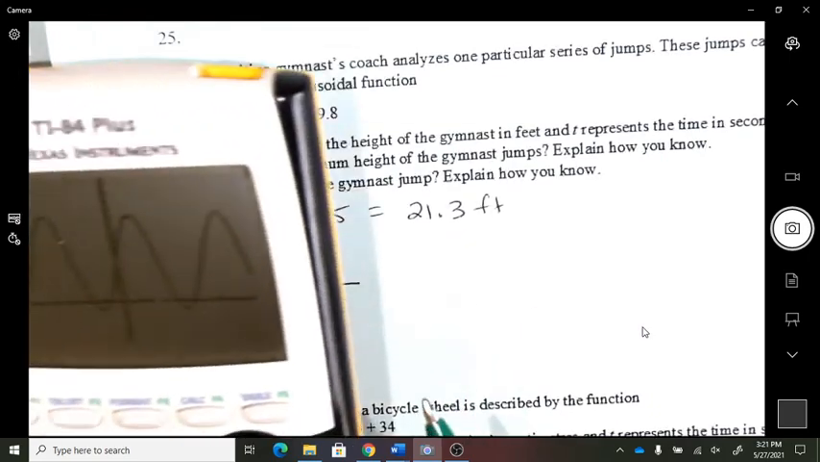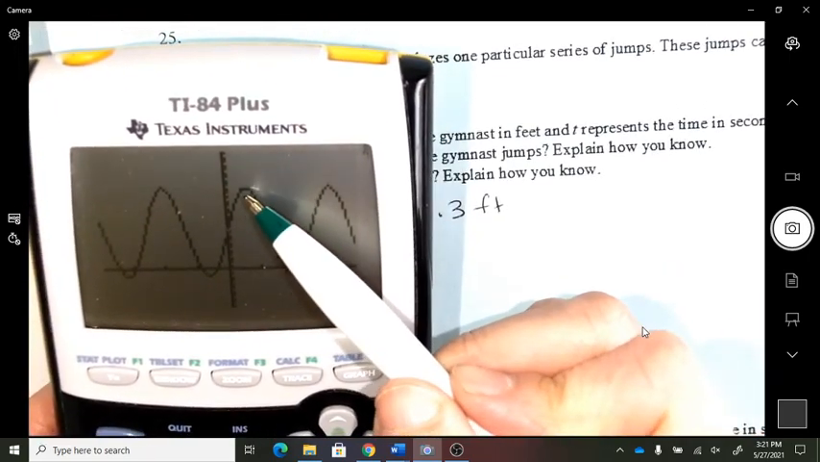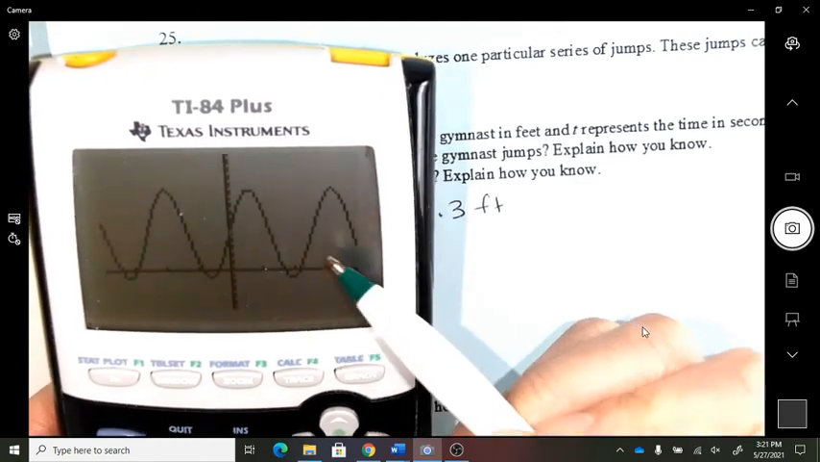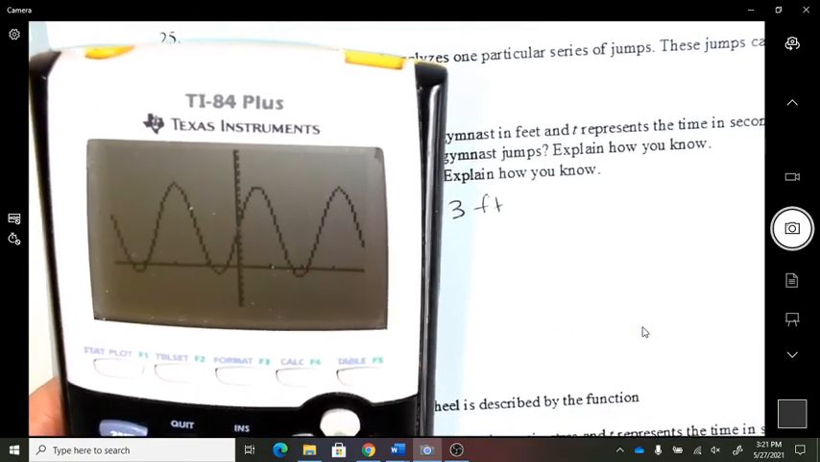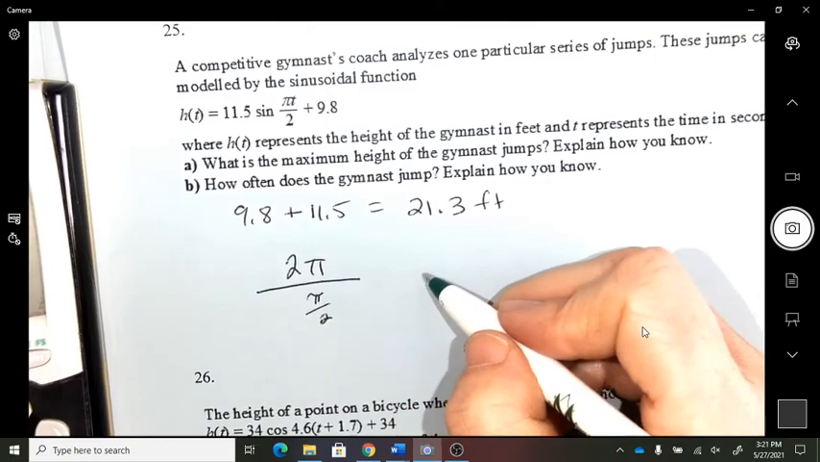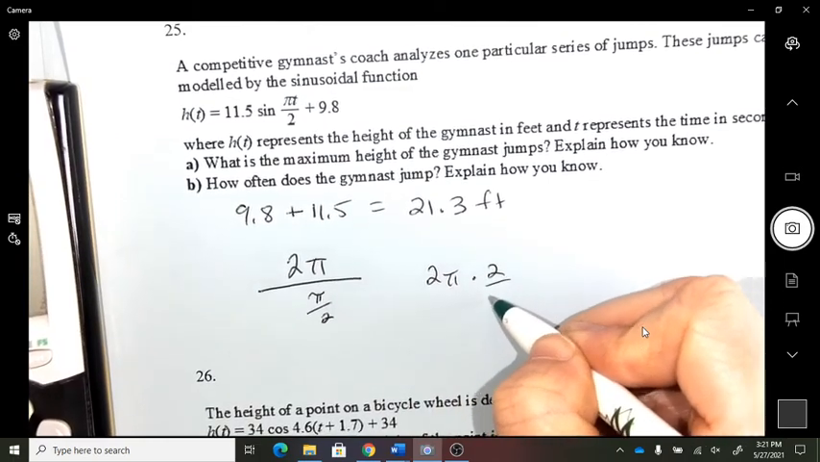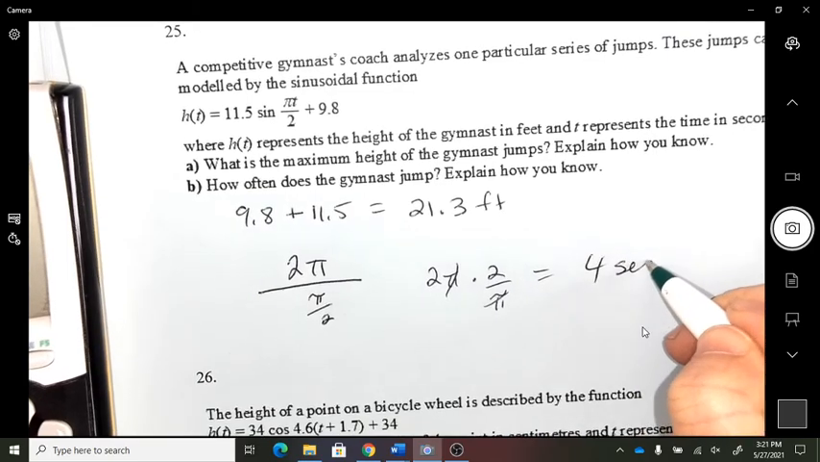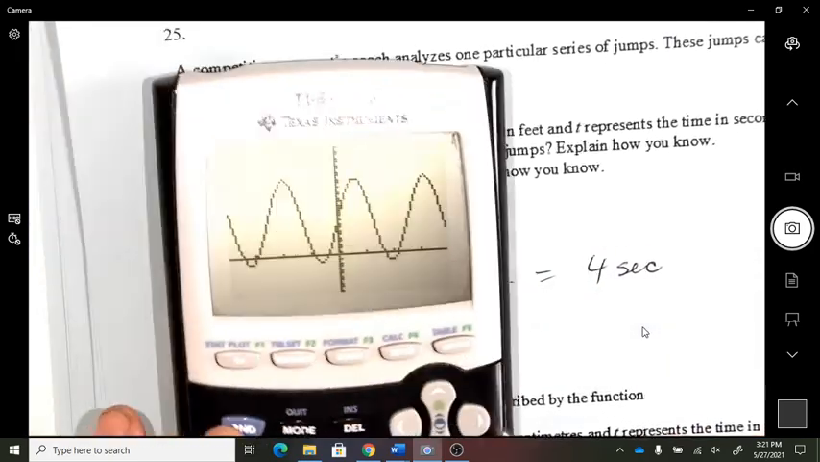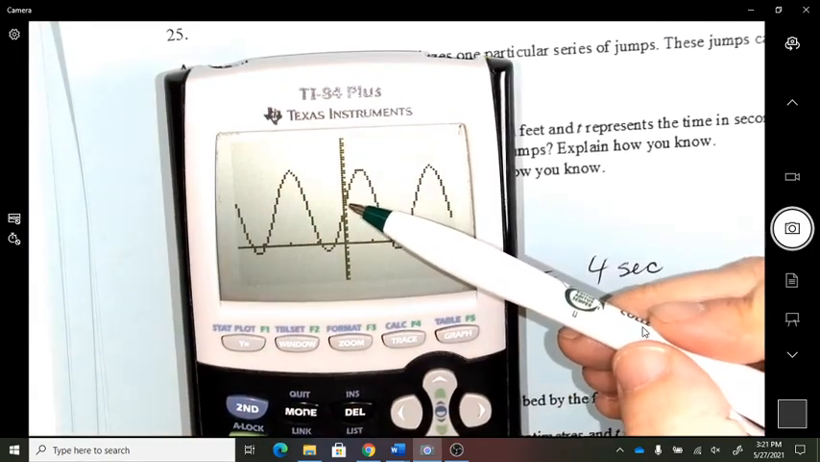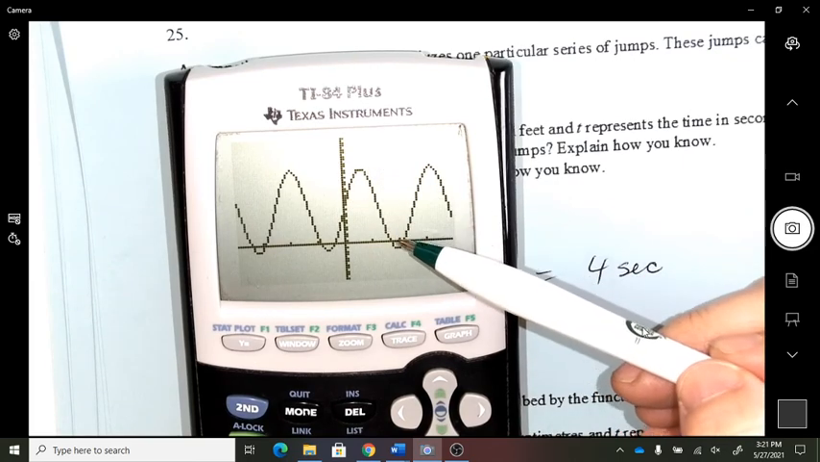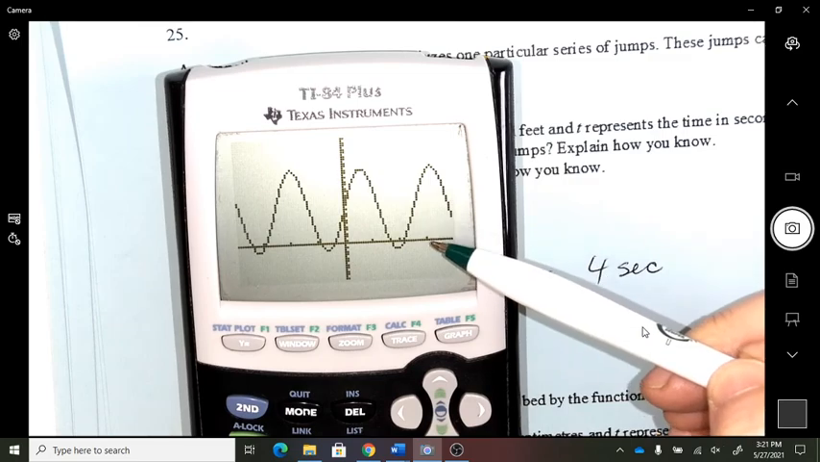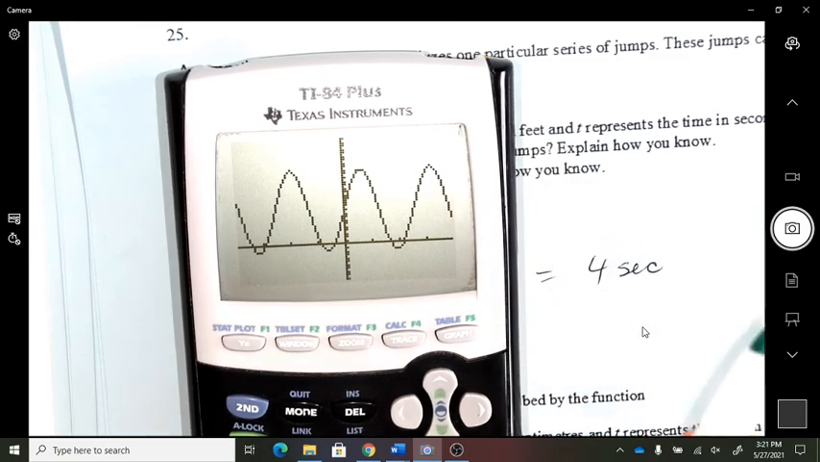Okay. So if you didn't know, you could figure out a point and then a point over here and then subtract the times between them. So what happens here? It becomes 4 seconds. Every 4 seconds. So here I start, and then that's a jump, and then here again, so you could figure out the x values between.